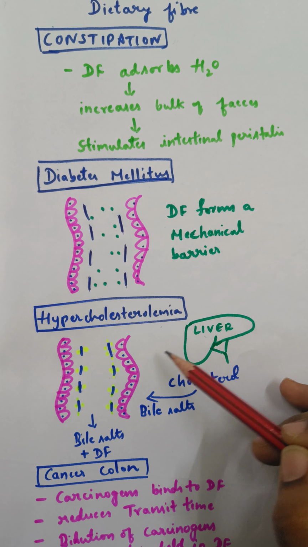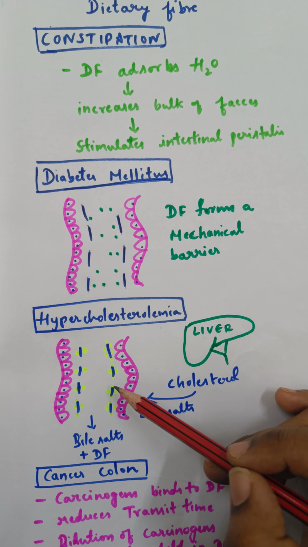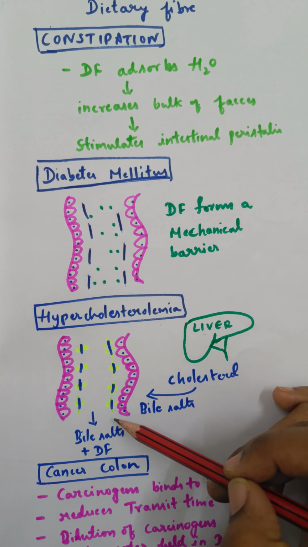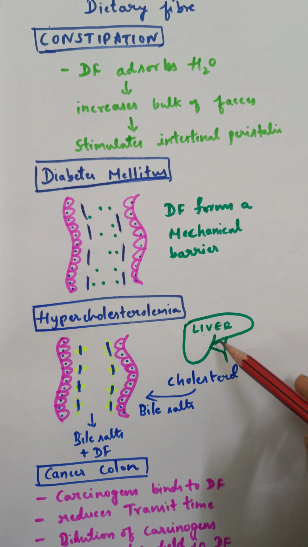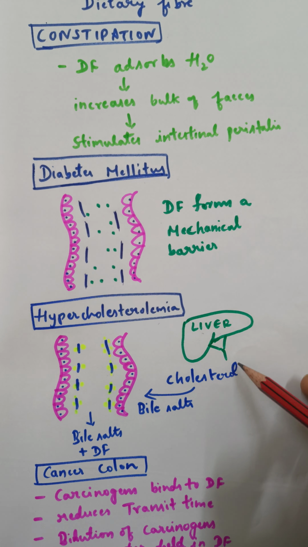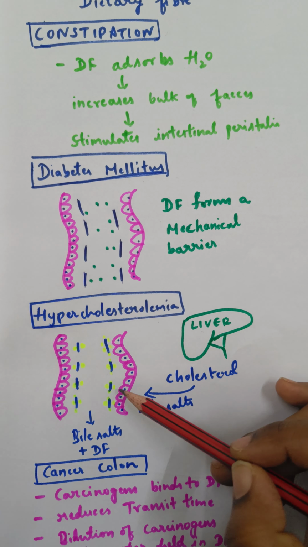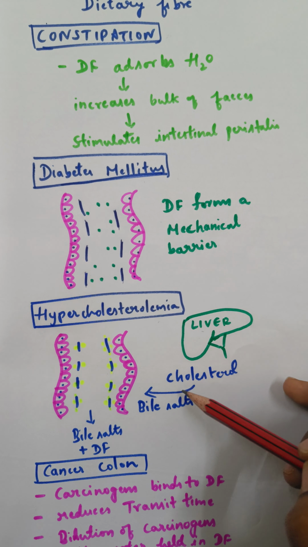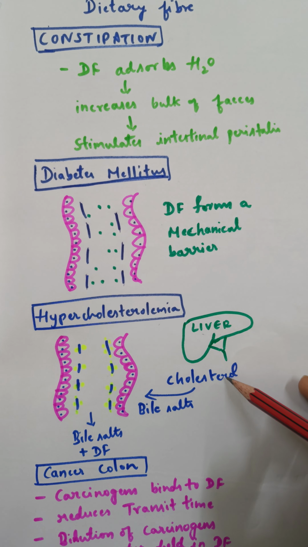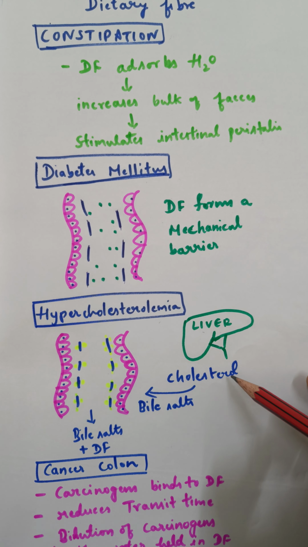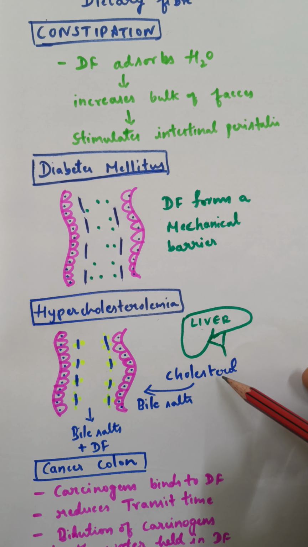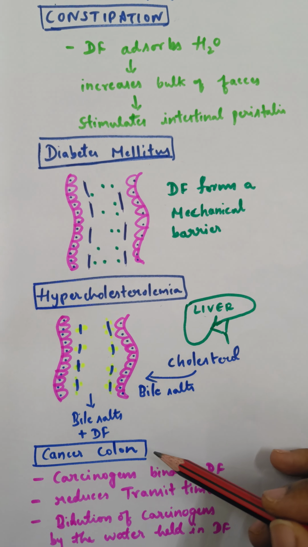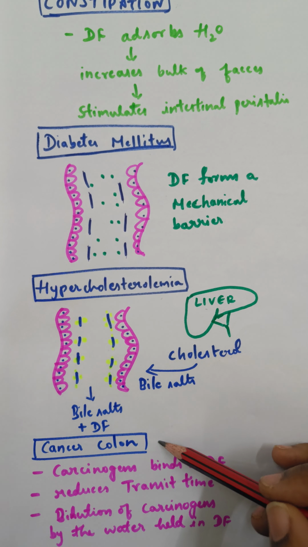Okay, so now since the bile salt is lost in the stool, the liver will convert the blood cholesterol. More and more cholesterol is converted into bile salt, and that will be indirectly lost. So indirectly it reduces the cholesterol level in the blood by increasing the utilization of cholesterol for the production of bile salts. Now coming on to how it reduces the incidence of cancer colon.